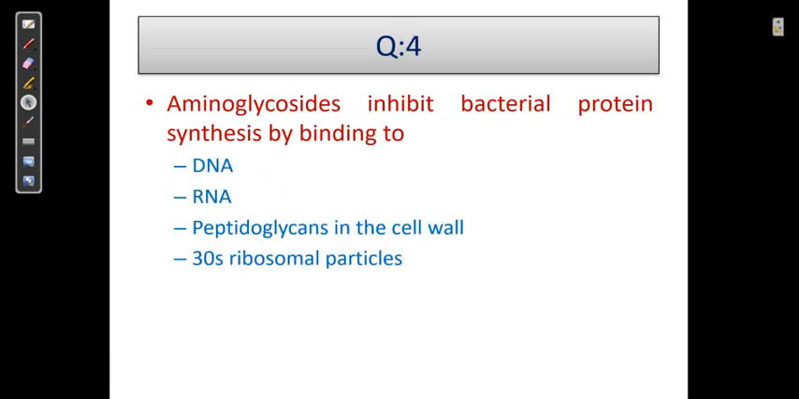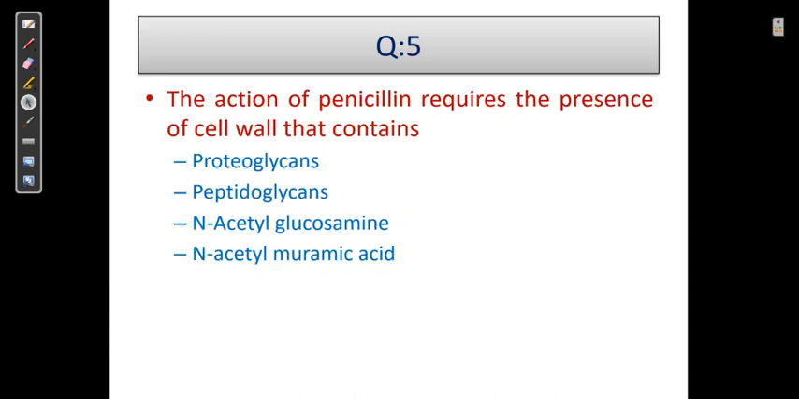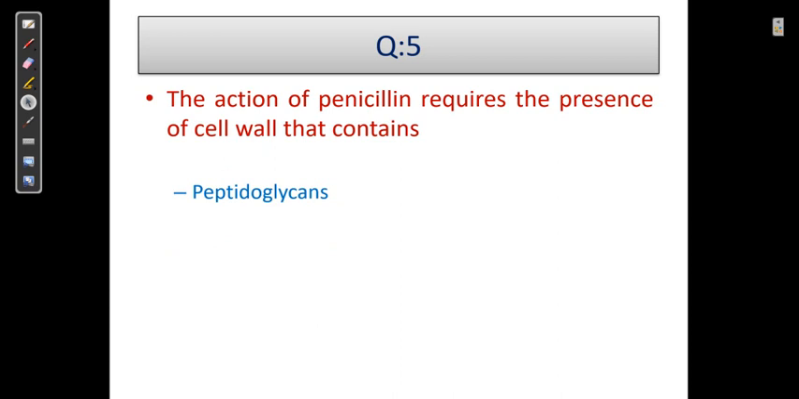Question 4. Aminoglycosides inhibit the bacterial protein synthesis by binding to DNA, RNA, peptidoglycans in the cell wall, 30S ribosomal particles. So the correct one is 30S ribosomal particle. Question 5. The action of penicillin requires the presence of a cell wall that contains proteoglycans, peptidoglycans, N-acetylglucosamine, N-acetylmuramic acids. The correct one is it requires peptidoglycans.